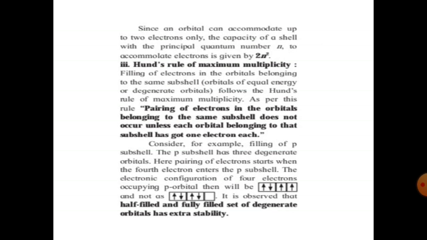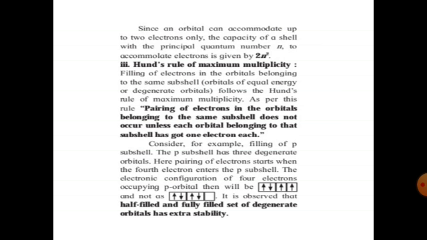Since an orbital can accommodate up to 2 electrons only, the capacity of a shell with principal quantum number n to accommodate electrons is given by the formula 2n square. See how this formula is used. In the first orbit, n is having the value 1. So 2n square means 2 into 1 square, that is 2. So in the first orbit, only 2 electrons can be accommodated.